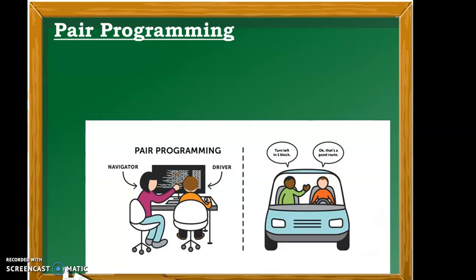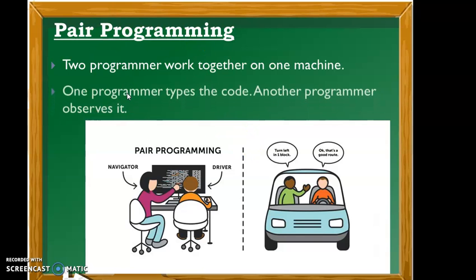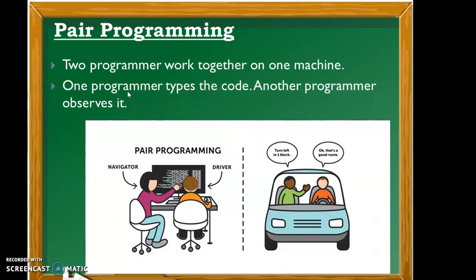As the name indicates, pair programming is one of the agile practices. In this method, two programmers work together on a single machine. One programmer types the code, whereas another programmer observes the points and suggests changes. Sometimes programmers can switch their roles with each other. The observer programmer can suggest improvements in the code, whereas the driver implements the code.